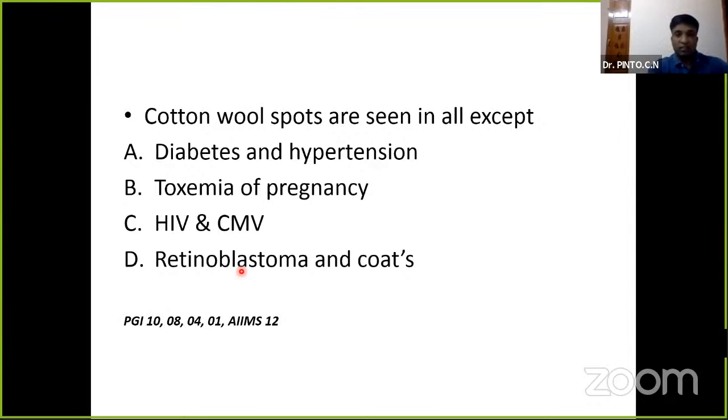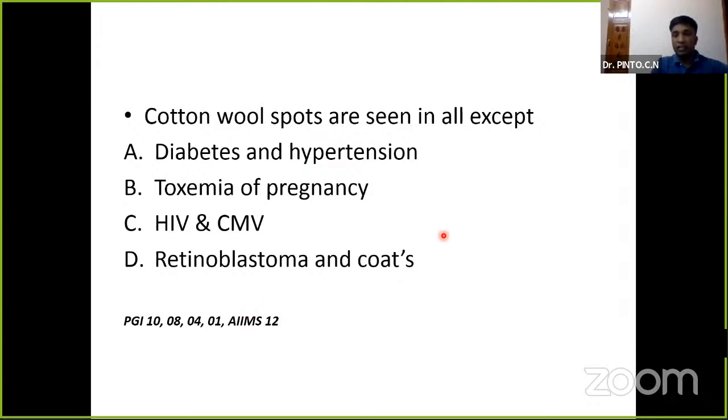Cotton spots, right? See, we discussed cotton spots are seen in diabetes, isn't it? Diabetes and hypertension. Okay. Yes, we do see this in a case of diabetes and hypertension. Then toxemia of pregnancy. I told you, right? It's ischemia. Ischemia causes the cotton spots. Toxemia of pregnancy, yes, it causes the cotton spots. HIV again. I told you, right? One of the earliest manifestations in the retina is cotton spots. Then again in CMV retinitis, we do see cotton spots.